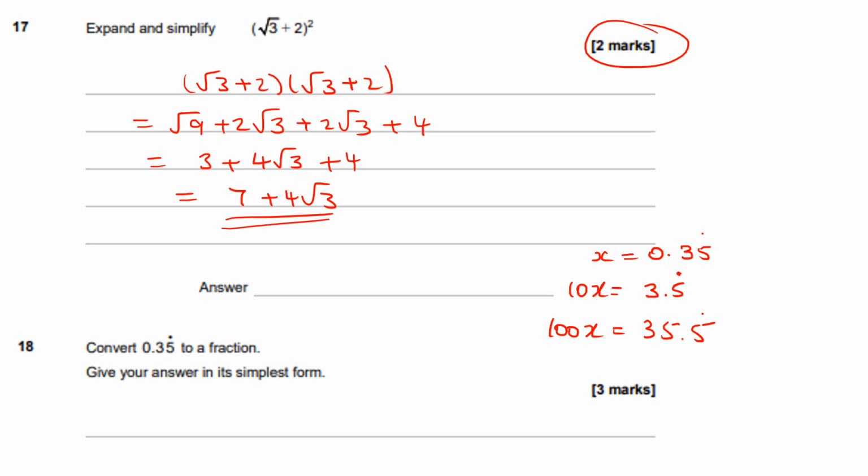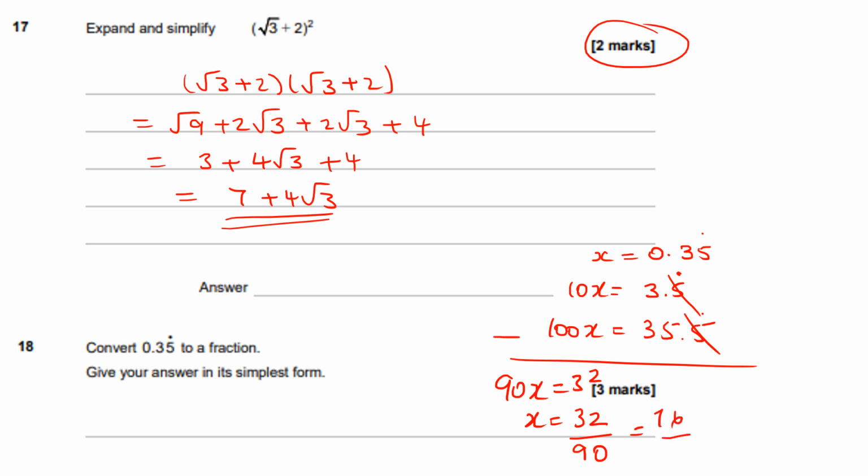So if I subtract these, it's going to cancel out the recurring 5. So that's going to be 90x is equal to 35 take away 3, which is 32. X is going to be 32 out of 90, 16 out of 45. And if you can simplify it even further, then for any other question you will be able to do it. Okay, and this is how you get full marks for this one. Just circle the 3. There you go.